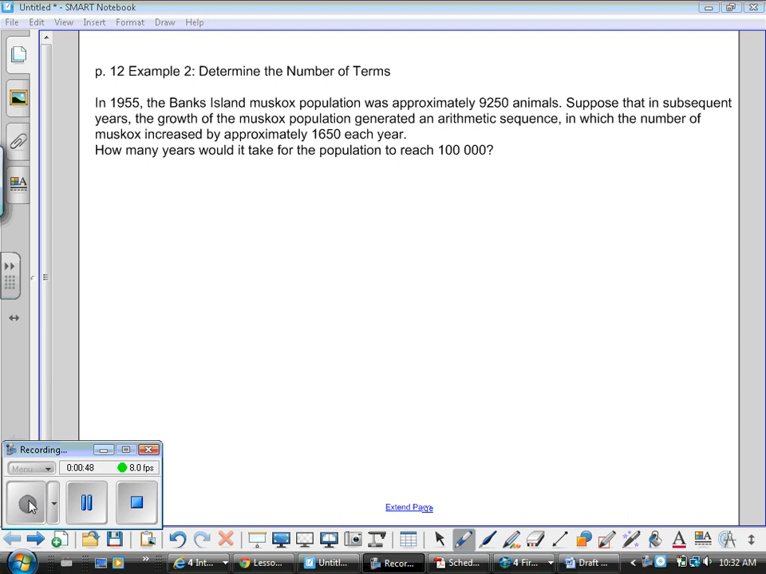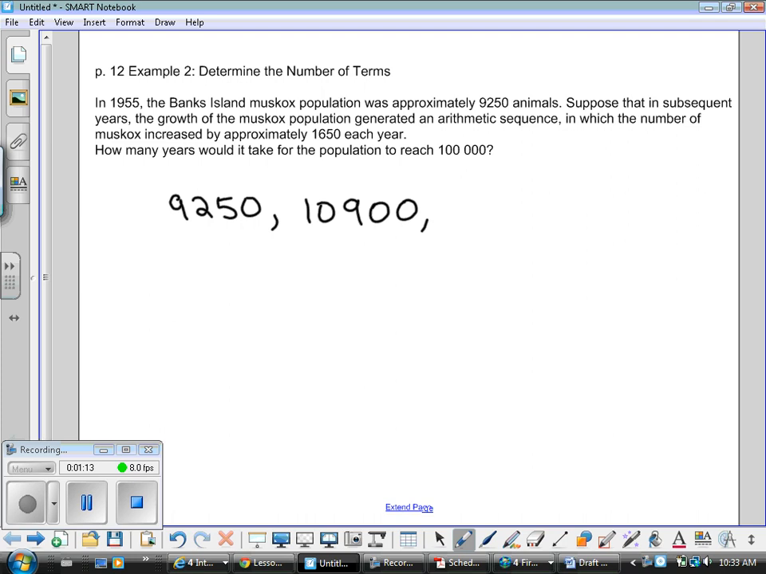So it's not growing exponentially like you would see in, say, bacteria. It's just that there are 9,250 in the first year. Okay, between the first and the second year, they're adding 1,650. So when you add that together, you're going to get 10,900. That would be the population in the second year.